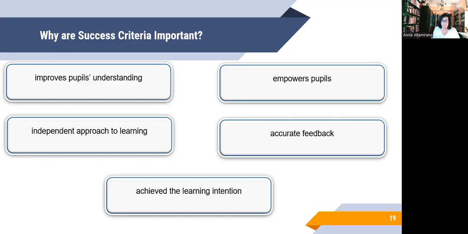Success criteria also allow you and your pupils to give accurate feedback. They keep you and your students focused on the criteria that the work will be assessed against. And also, success criteria let pupils know if they have achieved the learning intention. They summarize the main teaching points and they link this to the learning intention.